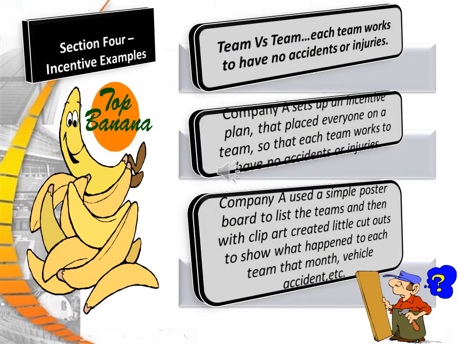Team versus team. Each team works to have no accidents or injuries. Company A sets up an incentive plan that places everyone on a team so each team works to have no accidents or injuries. Company A uses a simple poster board to list the teams, and then with clip art created little cutouts to show what happened to each team that month: vehicle accidents, etc.